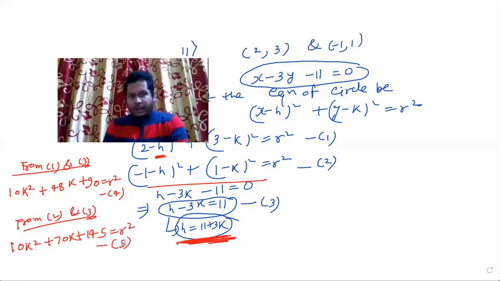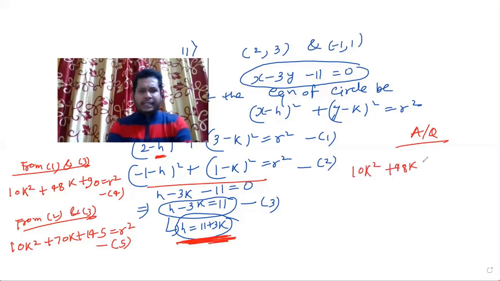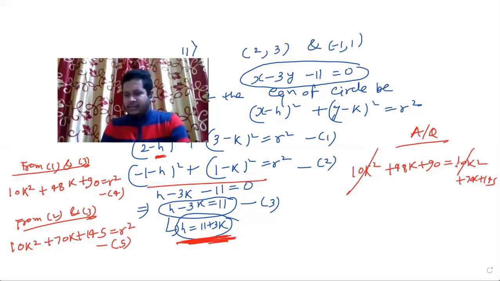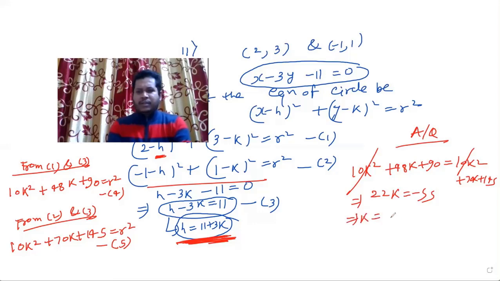Now, if I see 4 and 5, they both are values of r square, so obviously they are going to be equal, and I can equate them. So 10k square plus 48k plus 90 will be the same as 10k square plus 70k plus 145, right? So 10k square and 10k square will cancel on both sides. Now I'm just going to solve it as a normal linear equation. Bring the k terms to one side and the constants to the other side. You will get 22k equal to minus 55, which means k will be equal to minus 5 by 2. So we got k, which in decimal is minus 2.5.